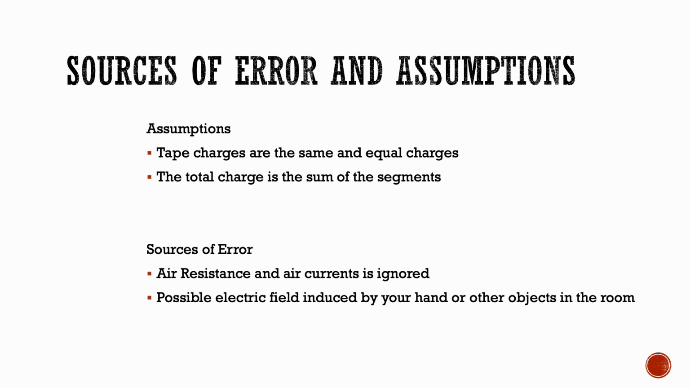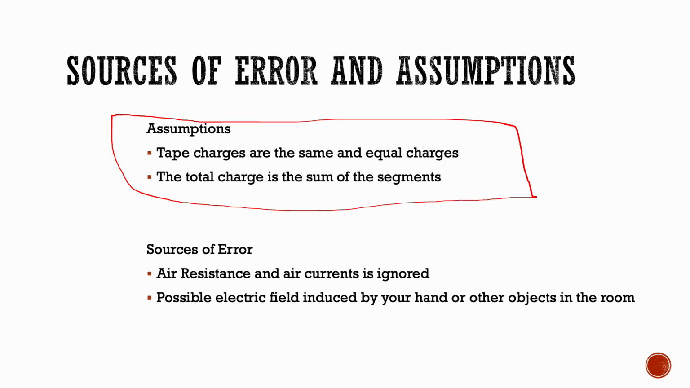So some possible sources of error that we could have made during this lab, and some possible assumptions that we made. First of all, the assumptions that we made were that the tape charges are the same and that the tape charges are equal. Another one was that the total charge is the sum of these segments. So those are the two assumptions. And then some possible sources of error that we didn't really think about were the air resistance that each piece of tape has, as well as some of the currents in the room, maybe when you took measurements of the data. And then maybe even the electric field induced by your hand or other objects in the room that could have affected the piece of tape.